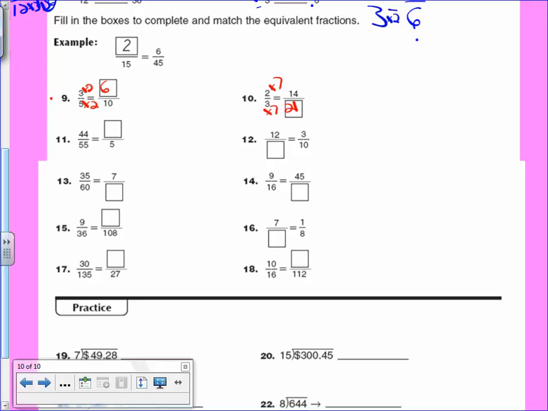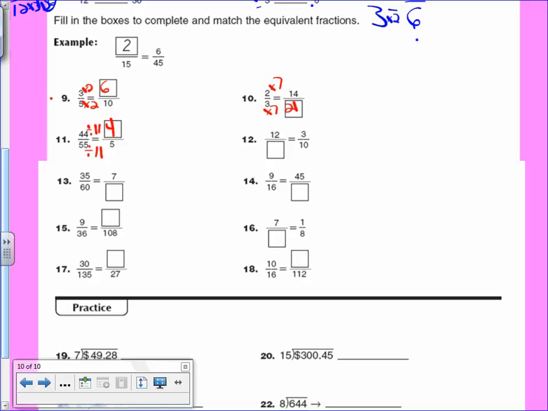Now we're going from a large number to a small number. Whenever we go from a large number to a small number, we must divide. Well, 55 divided by what equals 5? Divided by 11. If we divide by 11 on the bottom, we better divide by 11 on the top. 44 divided by 11 equals 4.